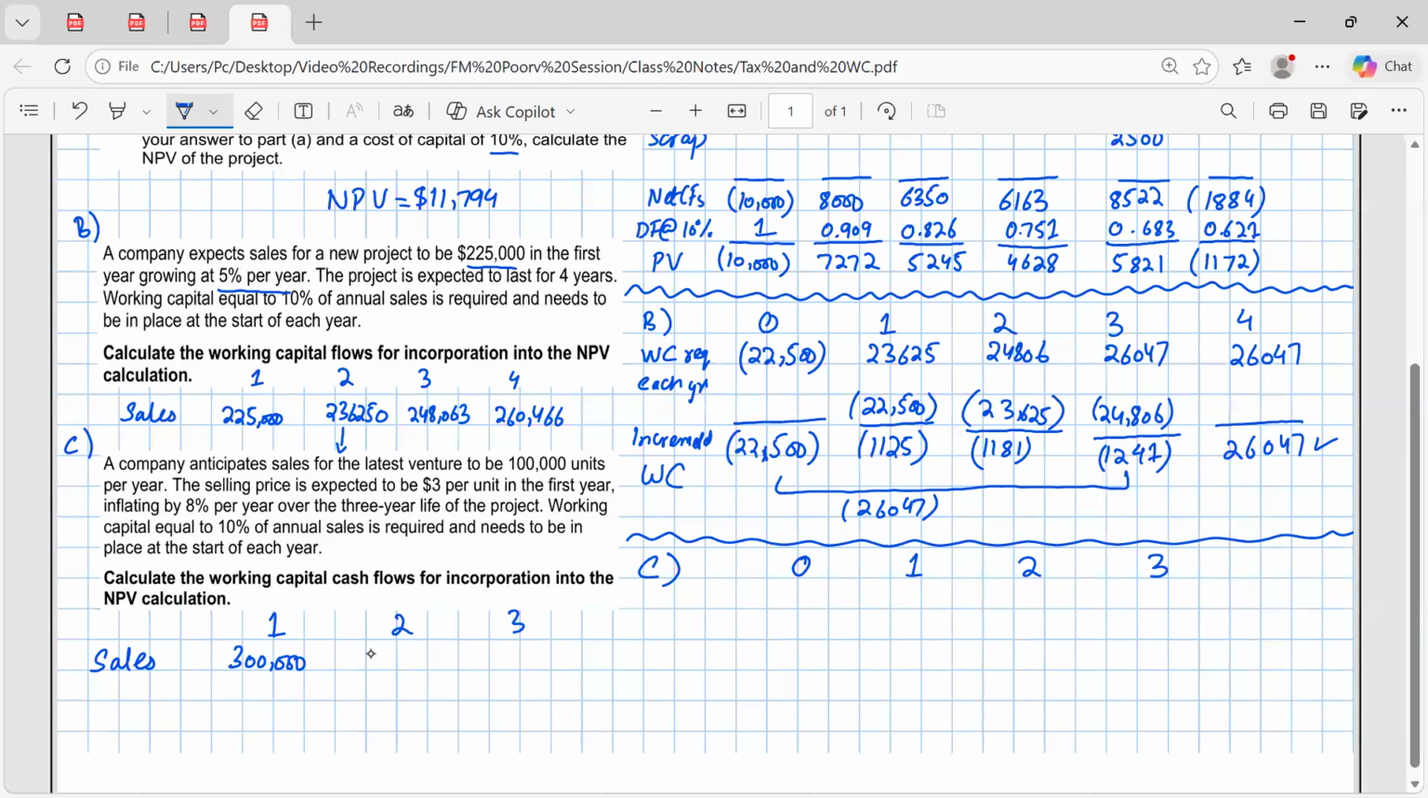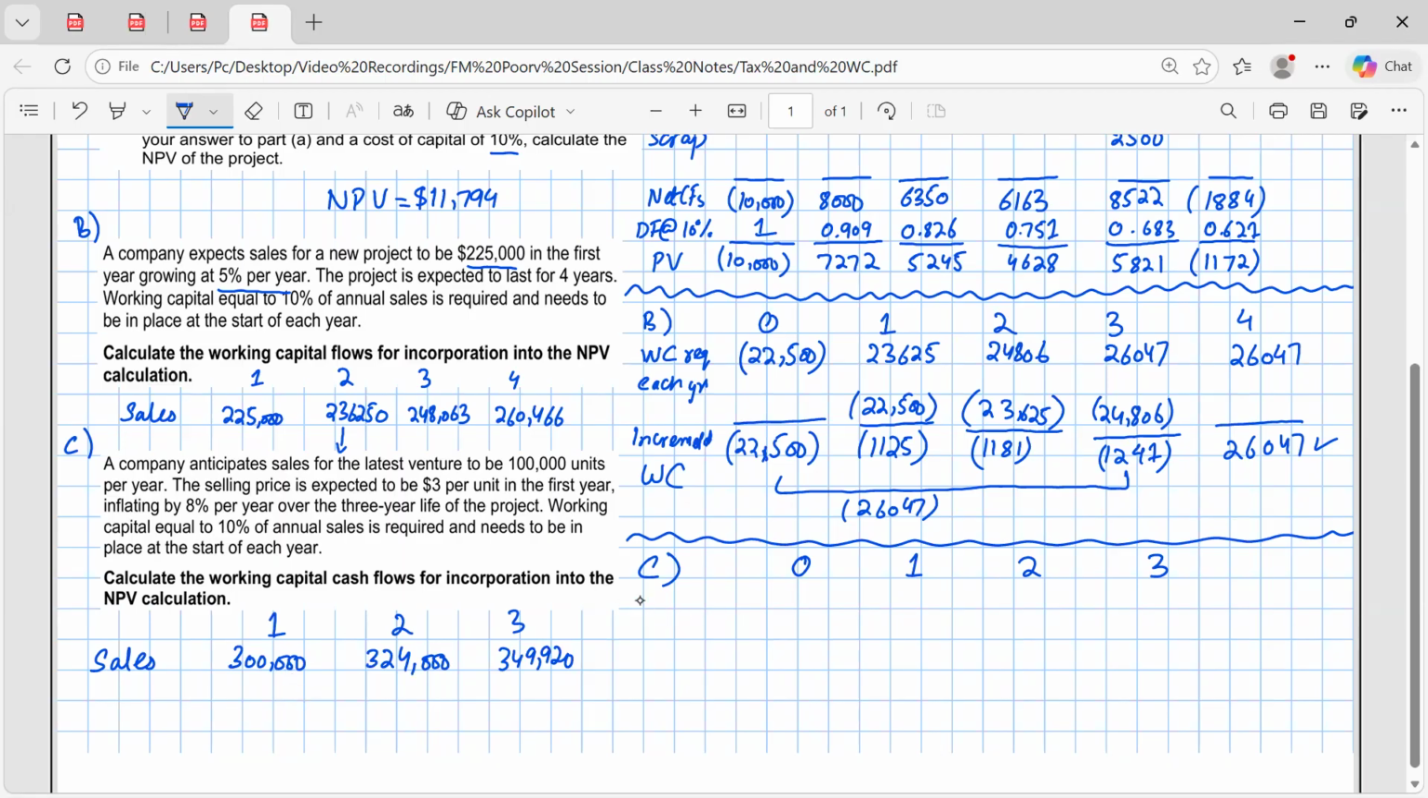3 8s are 24, so 324,000. And for year three, why are you taking so much time? Just multiply this with 1.08. Simple. 324,000 times 1.08 is 349,920. You should not take that much time on this. It's just a basic thing. You just multiply the previous year's figure with the increase, like 1.08. Or the other formula I told you, 1 plus the inflation rate to the power n, that you can also use. Anyway, that's the sales.